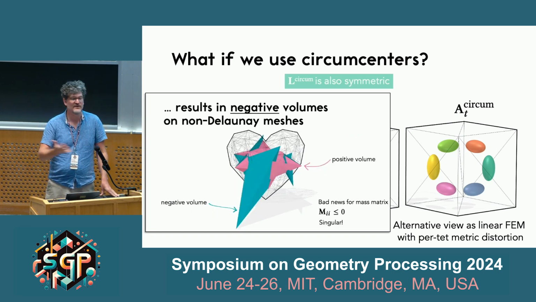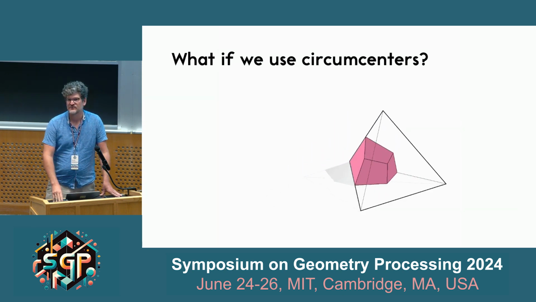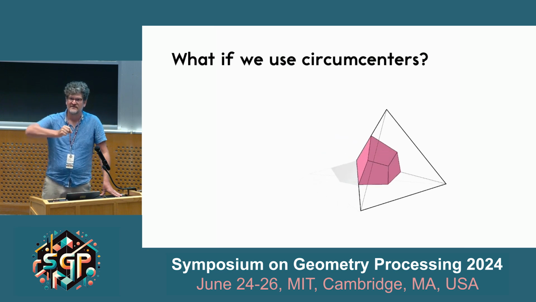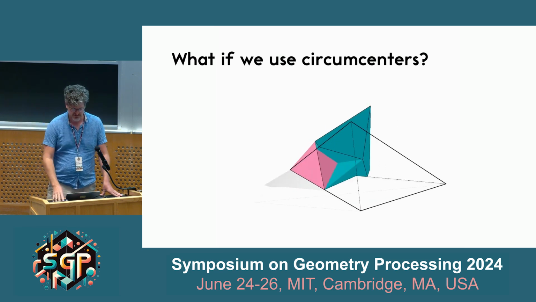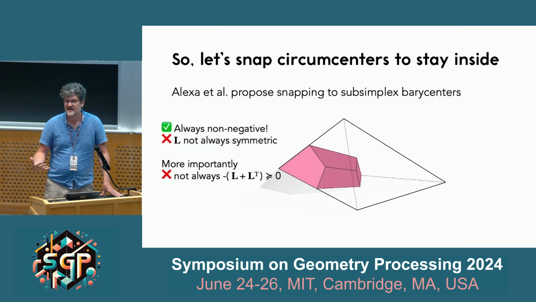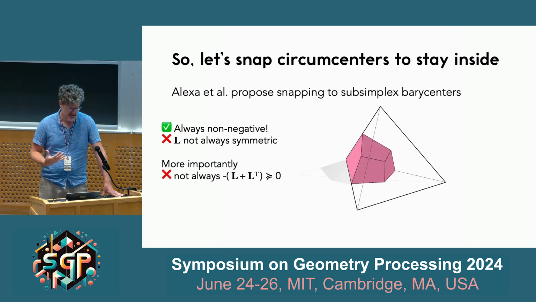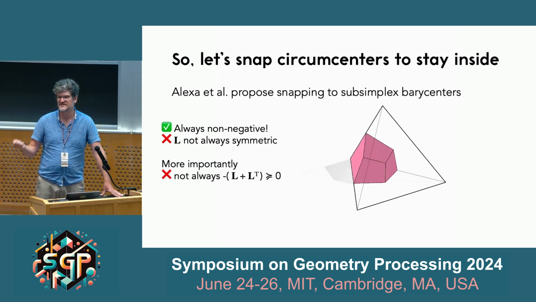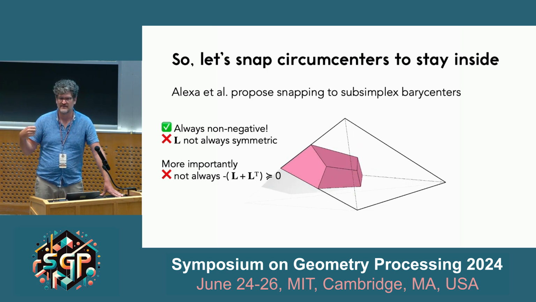The problem that we said before, the reason the story doesn't end here, is that these circumcentric duals perform really badly on non-Delaunay meshes and give us these negative volumes. Here's what it looks like for that tet as it's moving around. It looks nice until the circumcenters flow outside of the shape, and then we get these negative regions in blue. So the idea is quite simple: snap these somehow and keep them inside of the darn tet. Alexa and colleagues proposed snapping these bad circumcenters to the barycenters of the corresponding simplex.